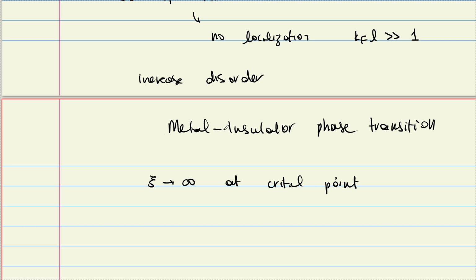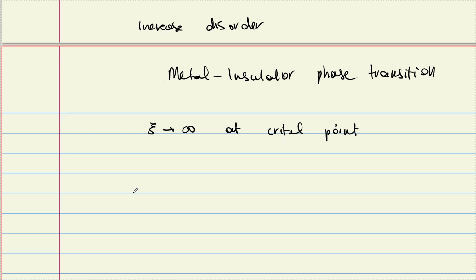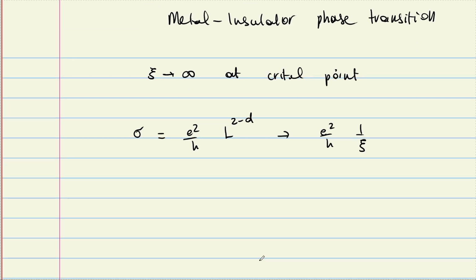And the conjecture is that this metal insulator transition is also like that. It's a continuous phase transition in which the coherence length diverges at the critical point. And if it diverges at the critical point, if you remember, sigma is equal to e squared over h, L to the 2 minus D, and this is going to map to e squared over h, 1 over something like psi in 3D. And if psi diverges, that means at the critical point, sigma is going to be 0, and it's going to increase continuously from 0 to some finite value.